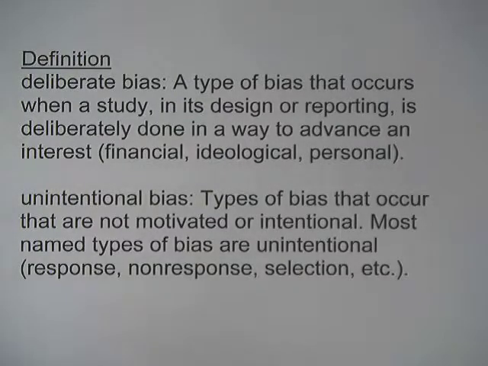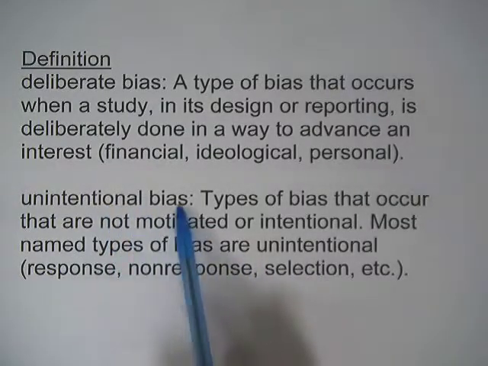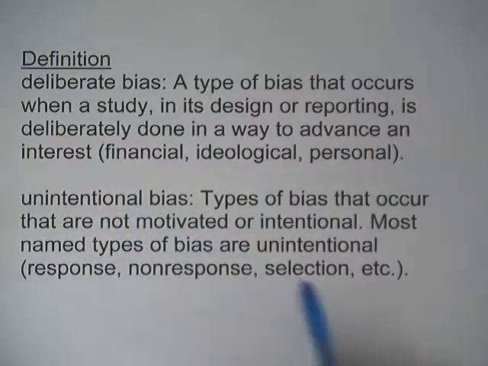Okay, contrasting that with unintentional bias. Unintentional bias are types of bias that occur that are not motivated or intentional. Most of the named types of biases are unintentional. So you may have learned about response bias, non-response bias, selection bias. A lot of those are unintentional biases, still biases, but these would be more intentional, or unintentional, excuse me.